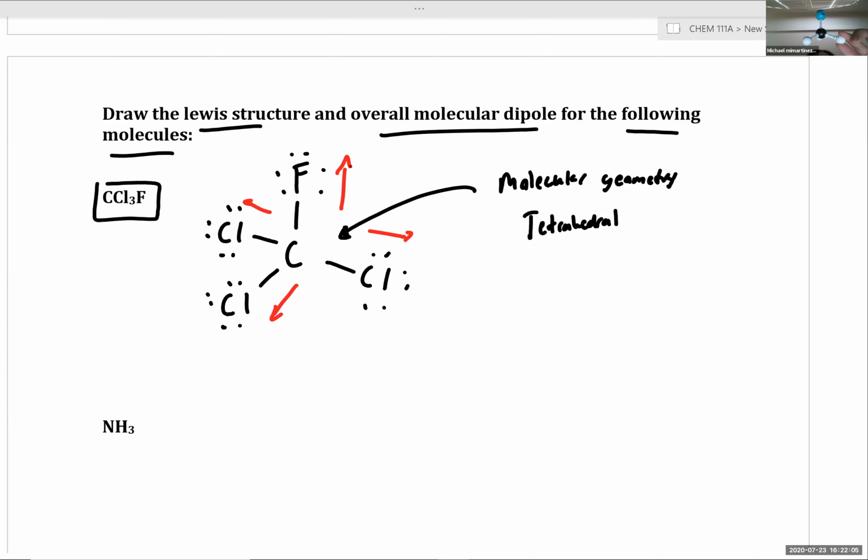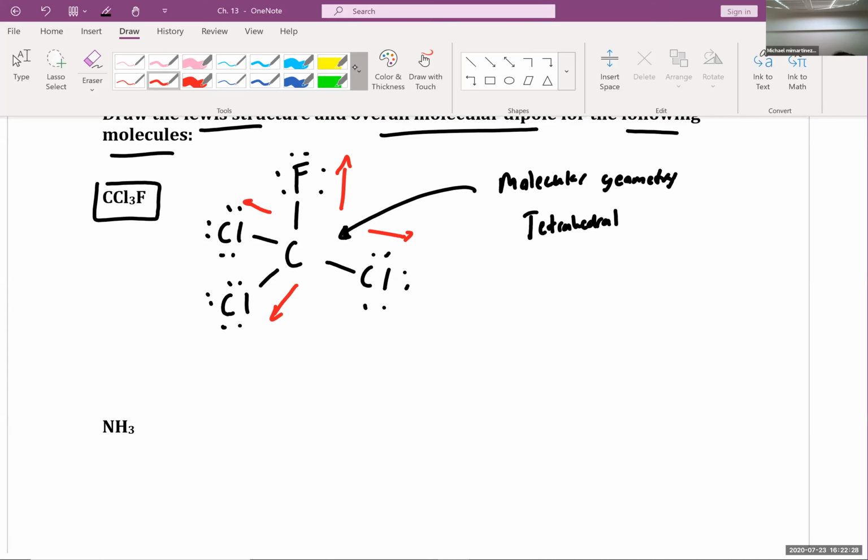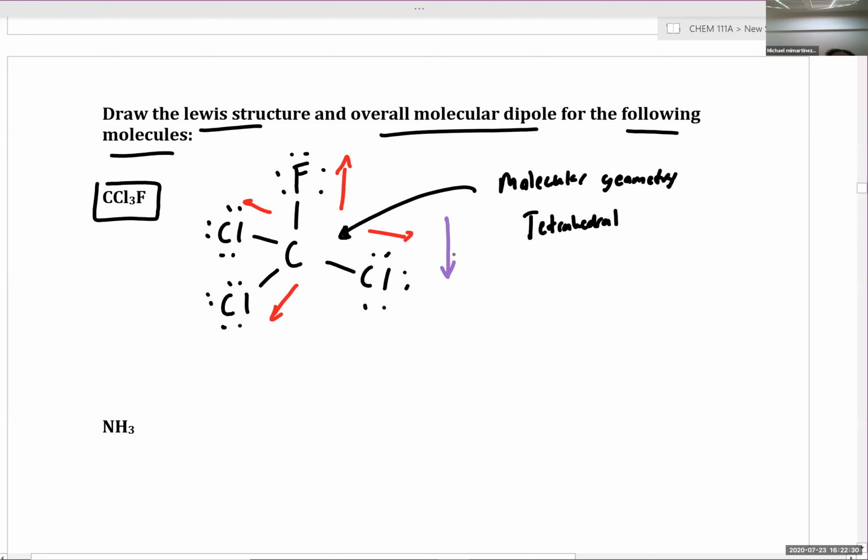If all of our chlorines are on the bottom and our fluorine is on top, if we have multiple polar bonds on the bottom, what's going to win out? The 1 polar bond on top or the 3 polar bonds on the bottom? The 3 polar bonds on the bottom. So our net dipole is going to be pointing down towards our chlorines. And this clearly is a polar molecule.